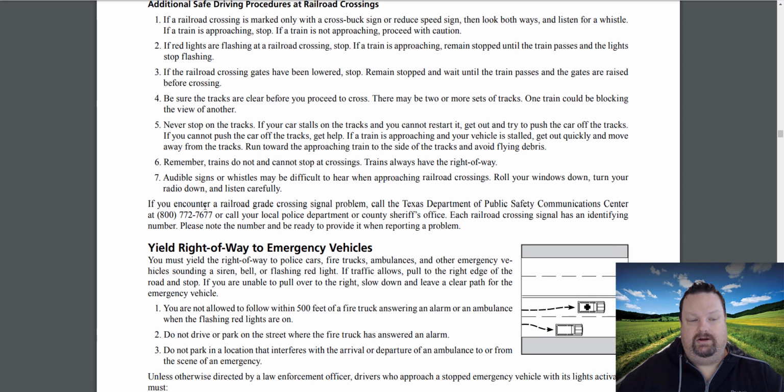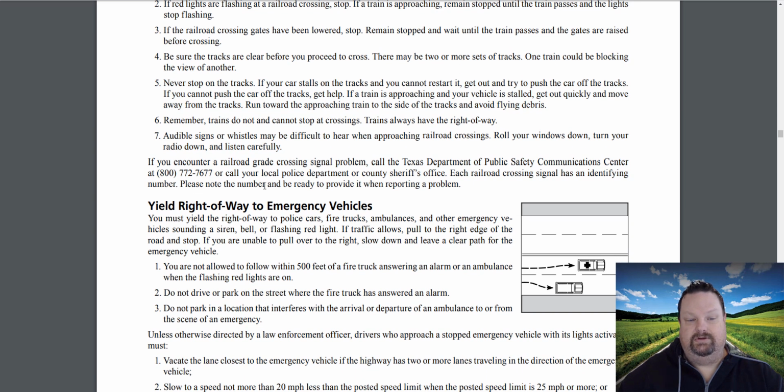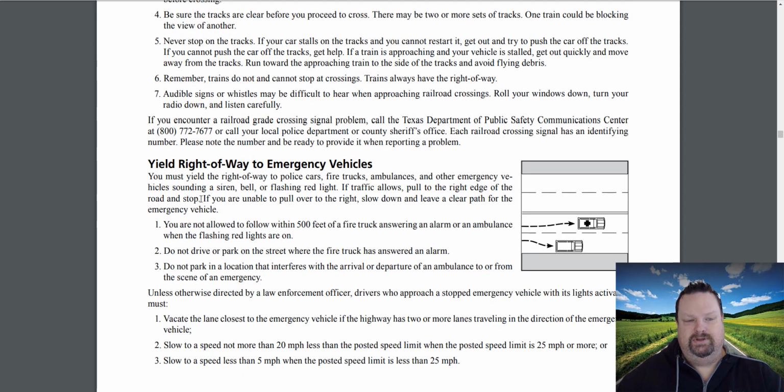All right. If you encounter a railroad grade crossing signal problem, call the Texas Department of Public Safety Communications Center. This is the number right here. If you ever come across a malfunctioning crossing gate or signal, call your local police station or county sheriff. Each railroad crossing signal has an identifying number. Please note the number and be ready to provide it when reporting a problem.